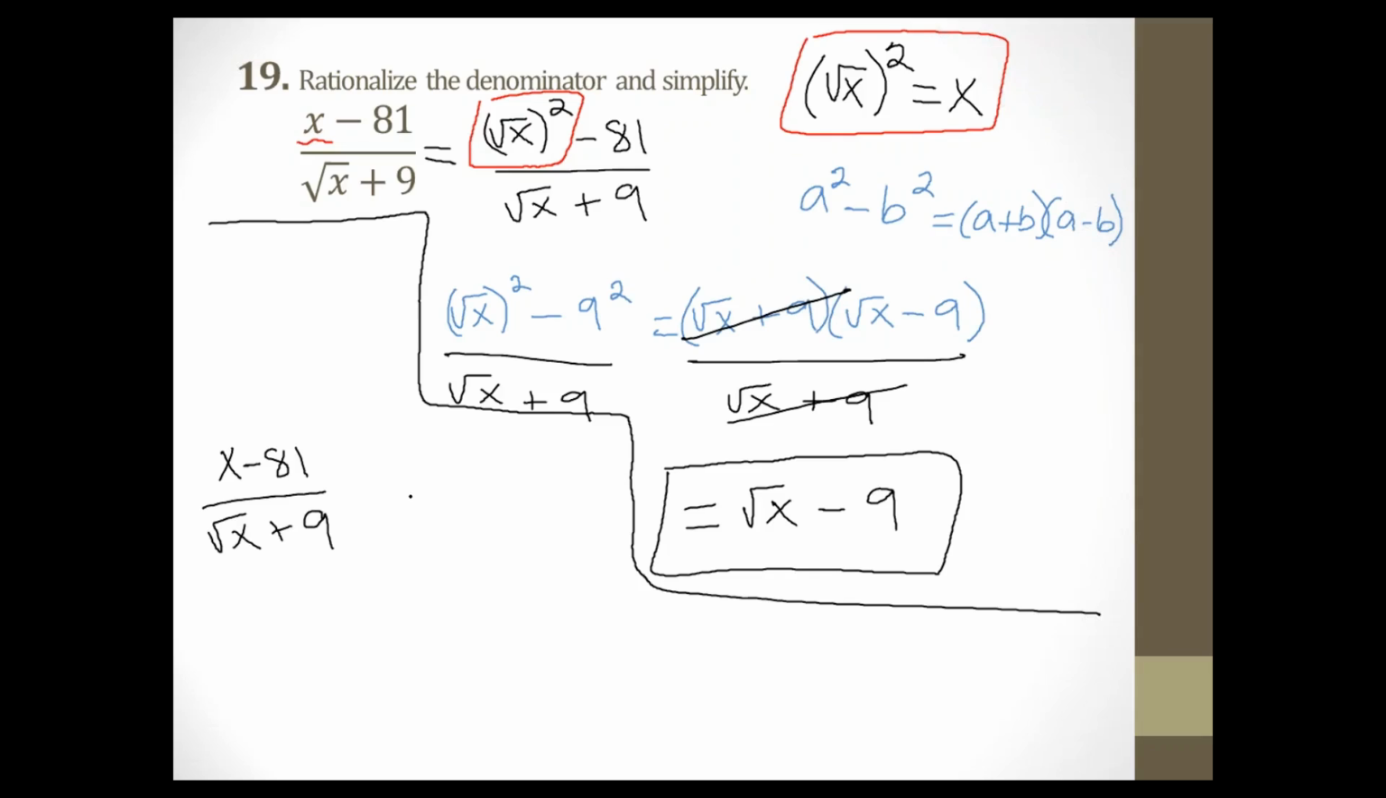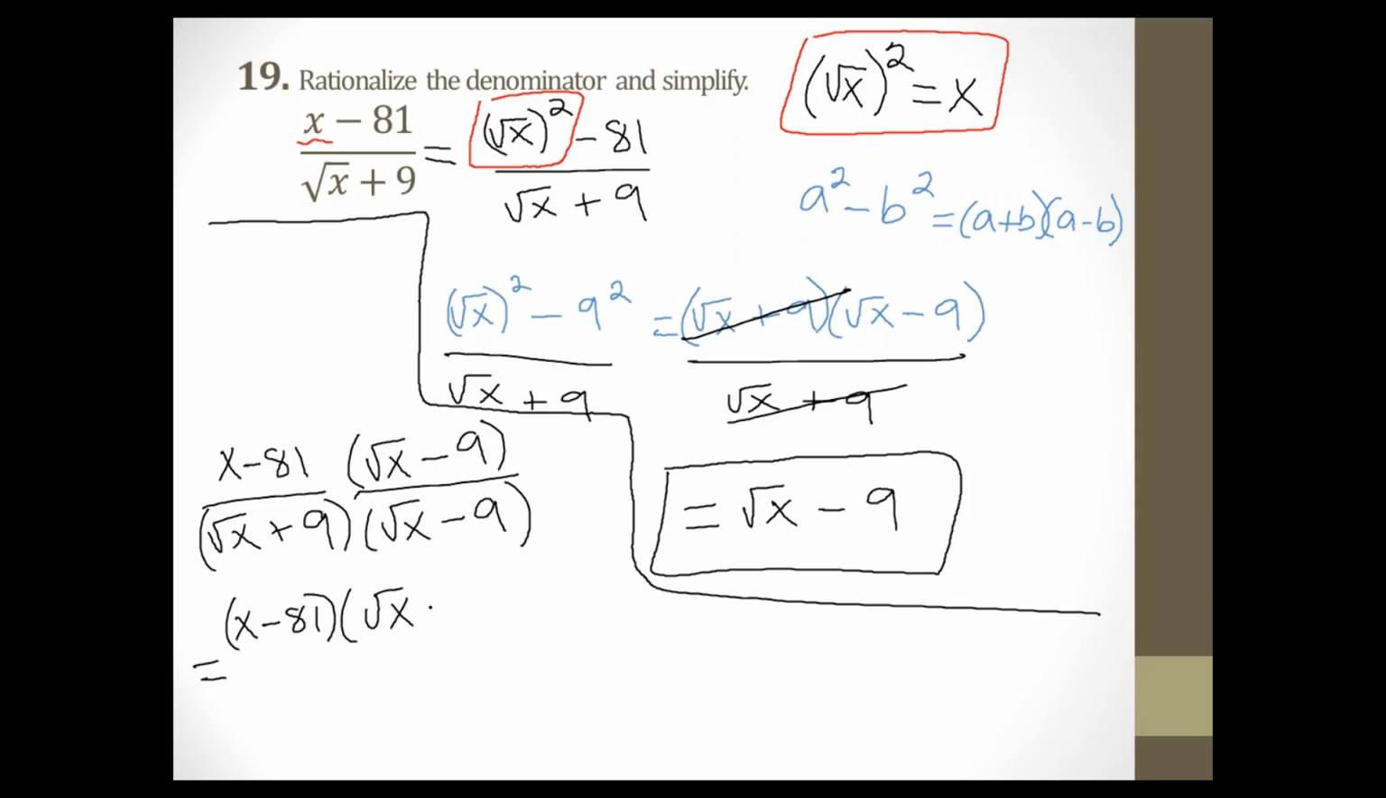So the normal way that we rationalize if the denominator is like this is that we would multiply the top and bottom by the conjugate. So it would be the square root of x minus 9 on the top and the bottom. If I FOIL the top, I'm going to have a lot of terms that I won't be able to combine. So let me focus on the bottom and see what happens. So I'm going to FOIL the bottom. I'm just going to rewrite the top, x minus 81 times the square root of x minus 9.